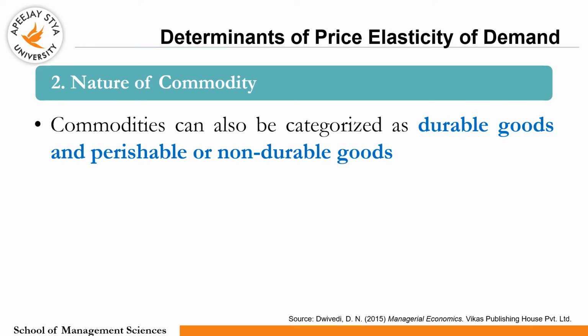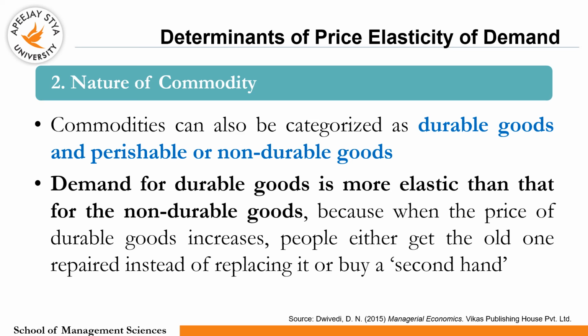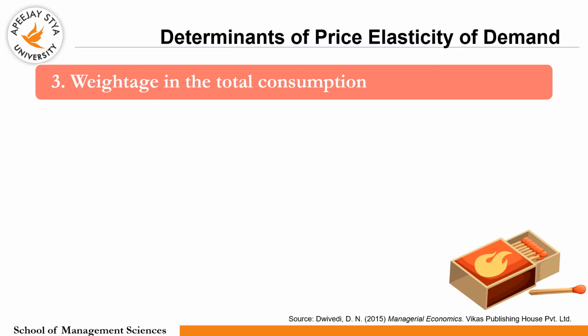Commodities can also be categorized as durable goods and non durable goods, which are also of perishable nature. Demand for durable goods is more elastic than that of the non durable goods because when the price of durable goods increases, people either get the old one repaired instead of replacing it, or buy a second hand.